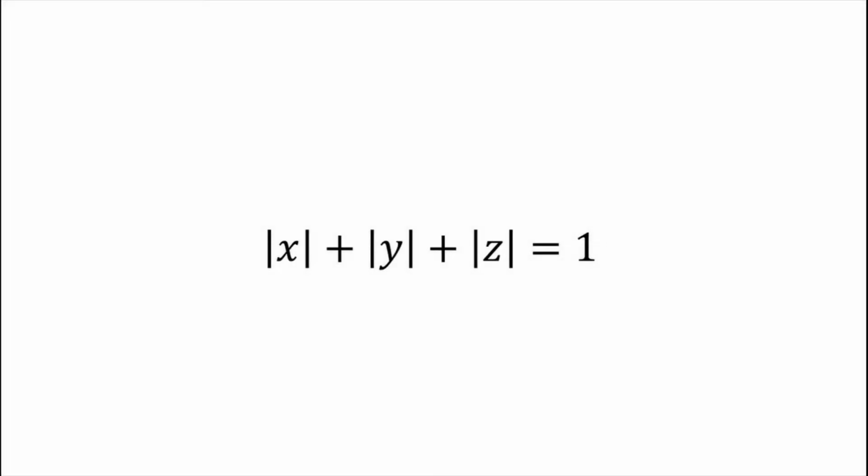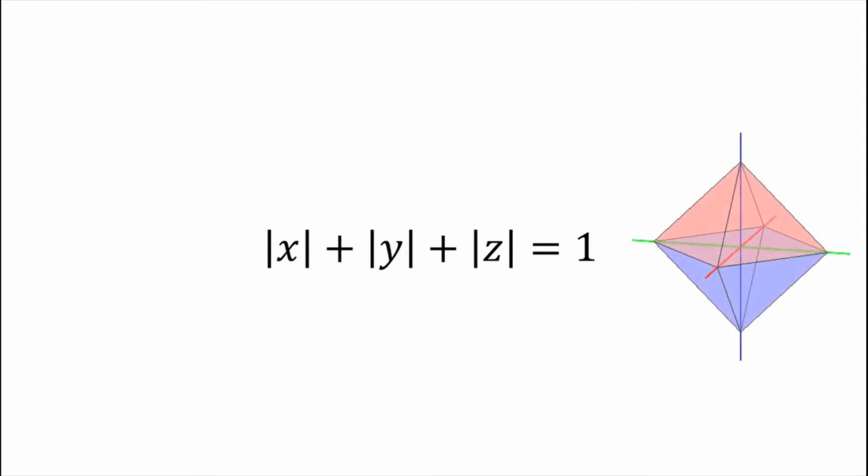Absolute of x plus absolute of y plus absolute of z equals 1. This equation describes the surfaces of a regular octahedron, which consists of 8 faces, each face an equilateral triangle. How does one equation describe 8 surfaces?